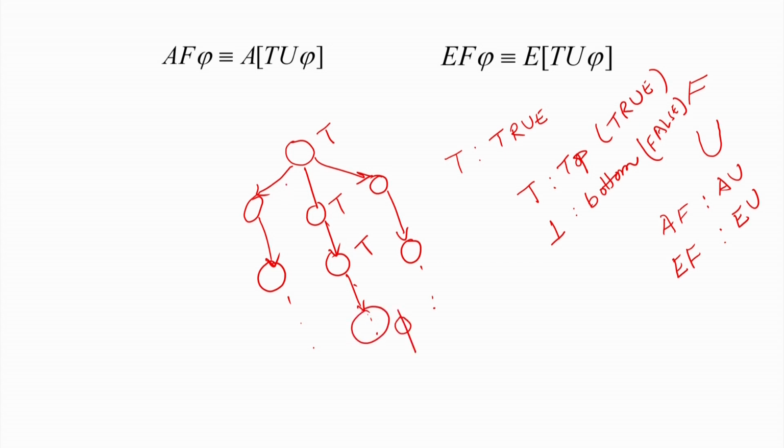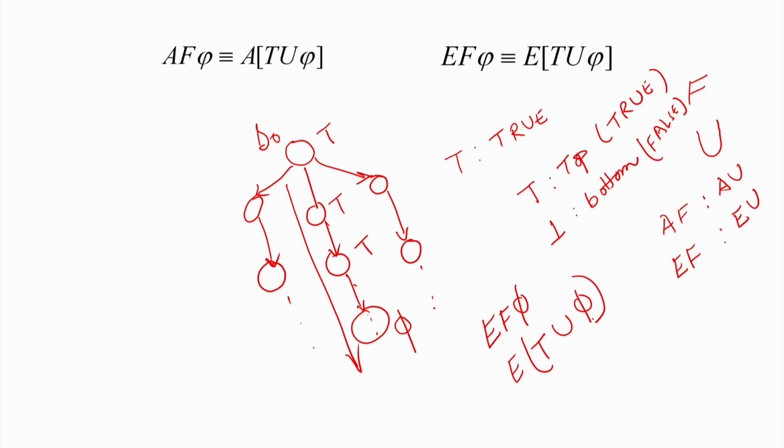If I am having this scenario, then what will happen? Here I can say that in this particular state s0, E F phi is true, at least there exists one path where in future phi is true. Now, by looking into the labeling, true is true everywhere, that means in all the states true will be considered. So, that is why I can say that it can be written as E true until phi, true will remain true until phi becomes true. So, this is the relationship that we are having.